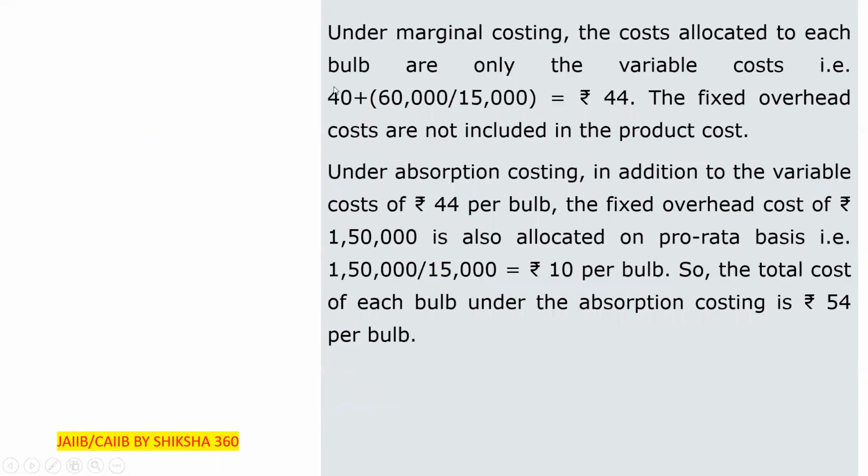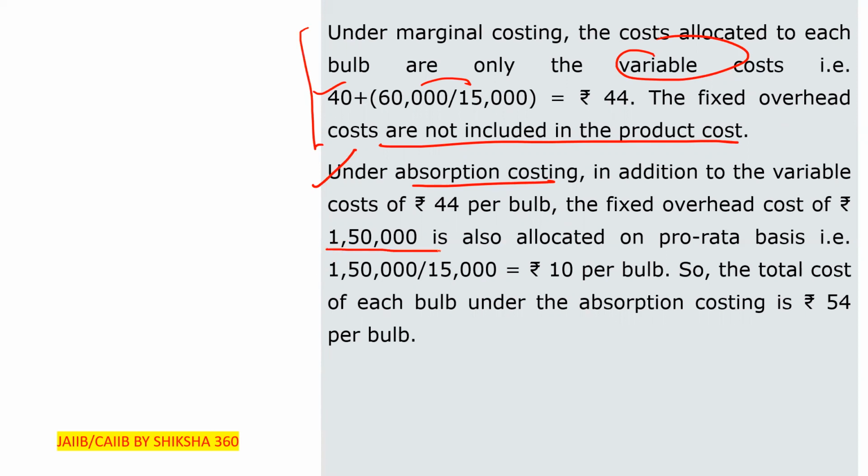The same thing is mentioned here. Under marginal costing, the cost allocated to each bulb is only the variable cost, that is 40 plus 60,000 upon 15,000, which is 44. The fixed overhead cost is not included in the product cost. Further, under absorption costing, in addition to the variable cost of rupees 44 per bulb, the fixed overhead cost of rupees 1,50,000 is also allocated on a pro rata basis, that is 1,50,000 upon 15,000, which is rupees 10 per bulb.